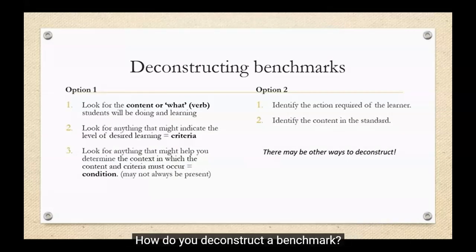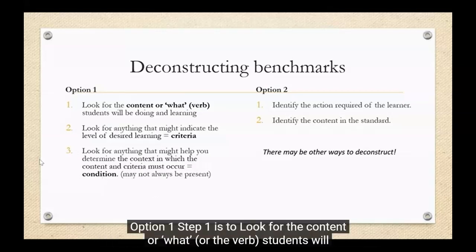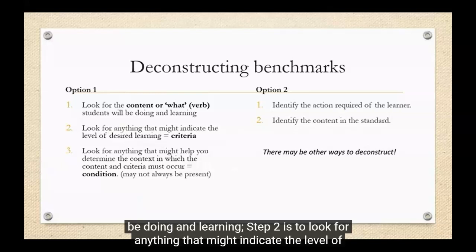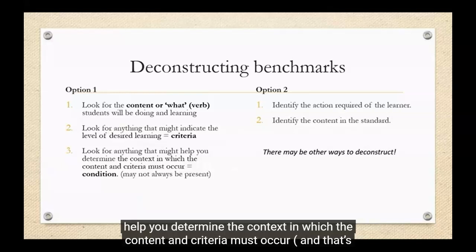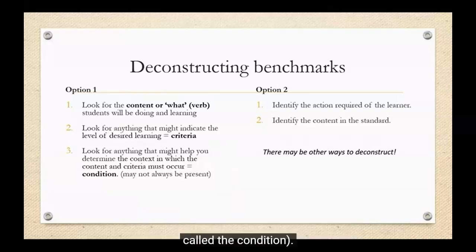How do you deconstruct benchmarks? Here are 2 options for deconstructing a benchmark. Option 1, step 1 is to look for the content, or the what, or the verb students will be doing and learning. Step 2 is to look for anything that might indicate the level of desired learning, which is the criteria. And step 3 is to look for anything that might help you determine the context in which the content and criteria might occur, and that's called the condition.